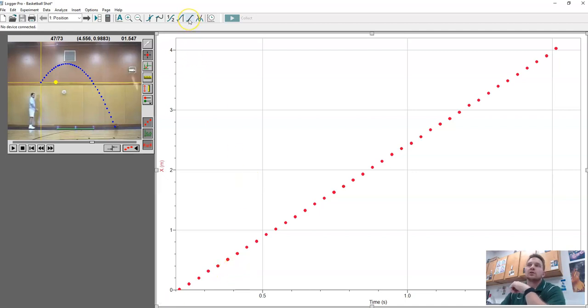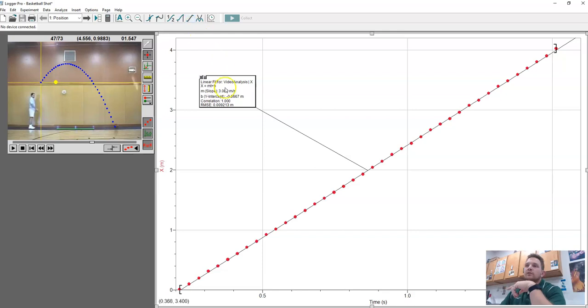So we can actually click linear fit for this, and we can see what the velocity is. This ball is going forward at a velocity of 3.082 meters per second the entire time. And that's really, really straight. So that's good data.